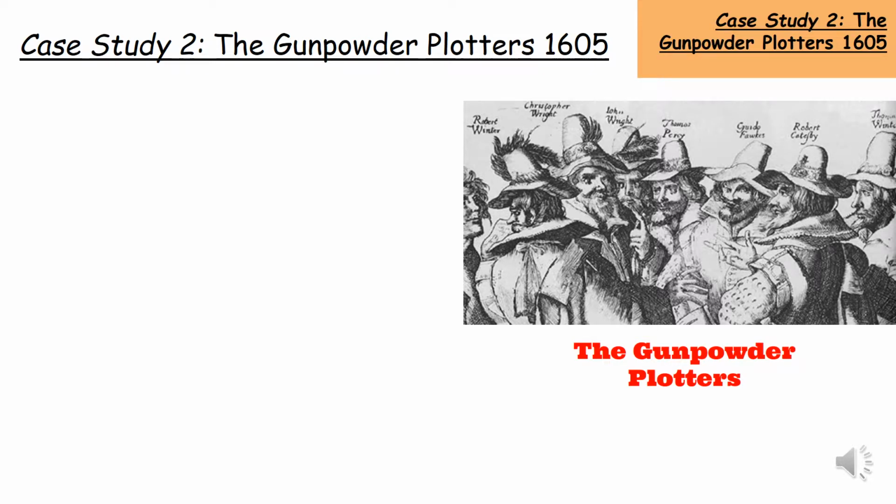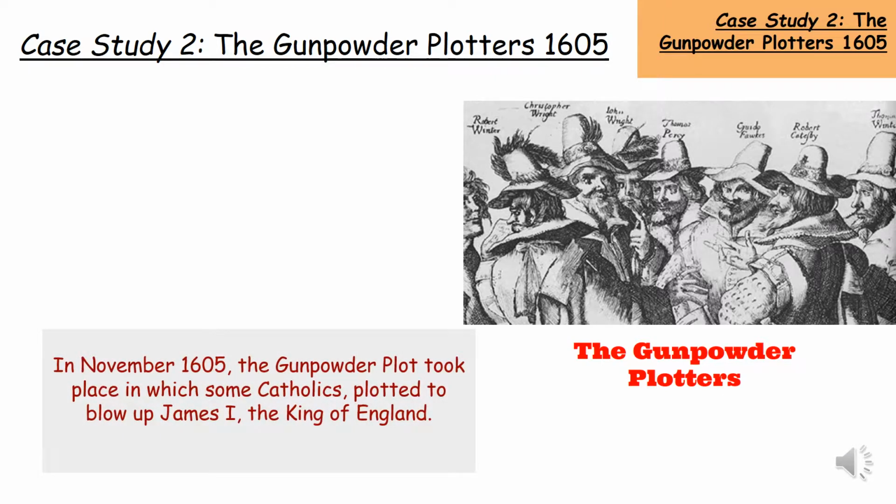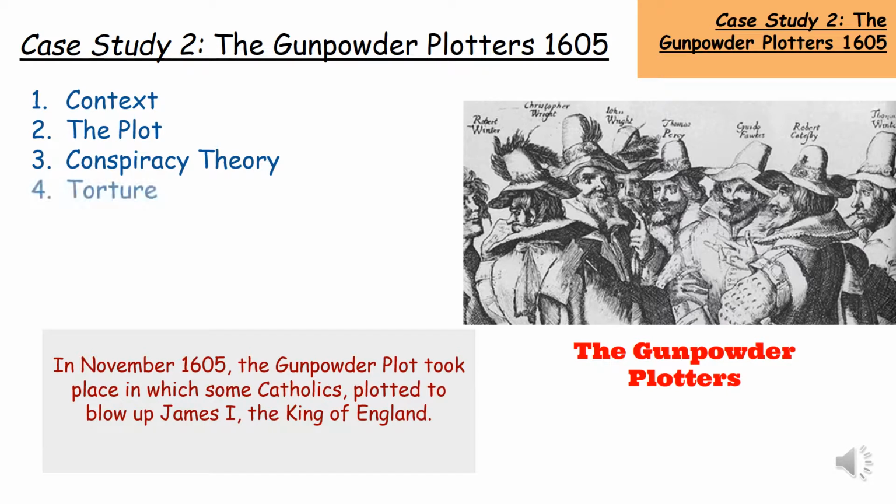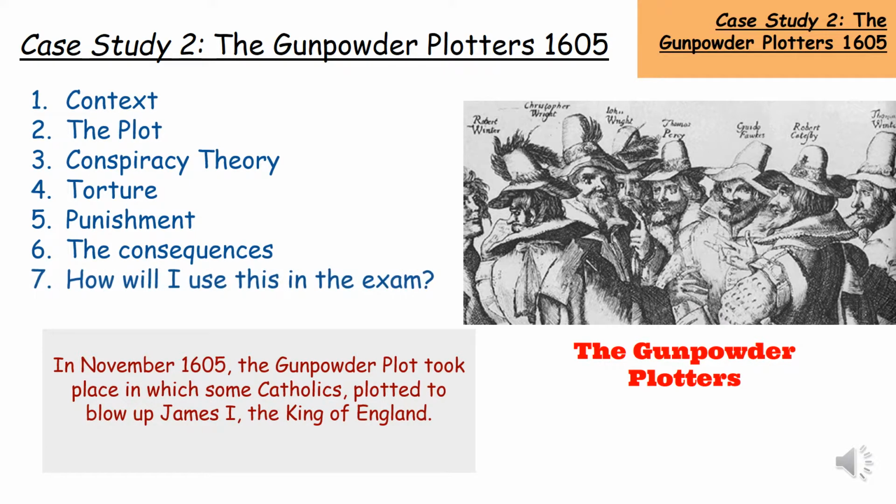Case Study 2, The Gunpowder Plotters, 1605. In November 1605, the Gunpowder Plot took place, in which some Catholics plotted to blow up James I, the King of England. In this case study, we will be looking at the context, the plot, the conspiracy theory, the torture techniques, punishment, the consequences, and we'll be asking, how will I use this in the exam?